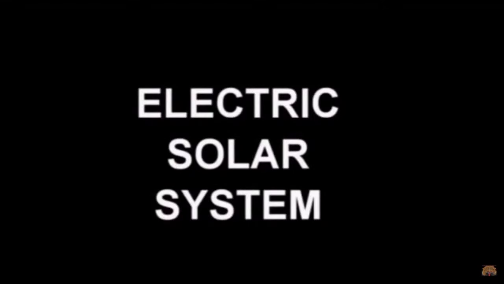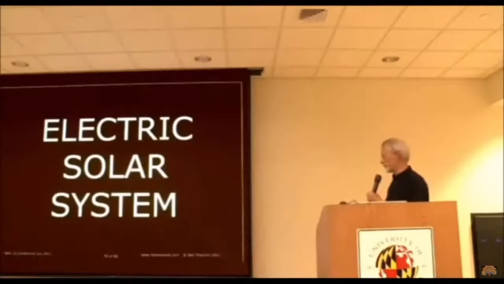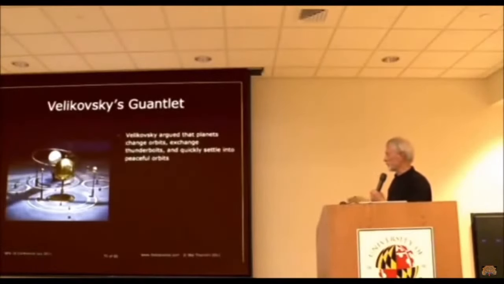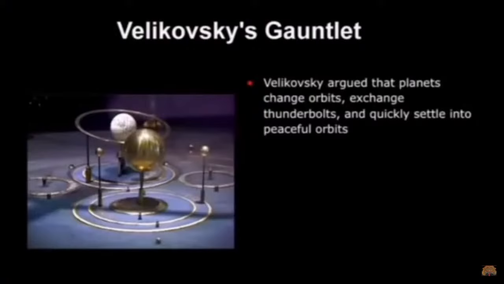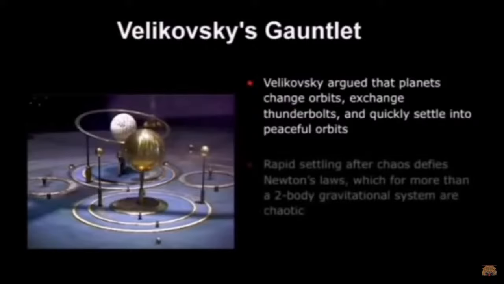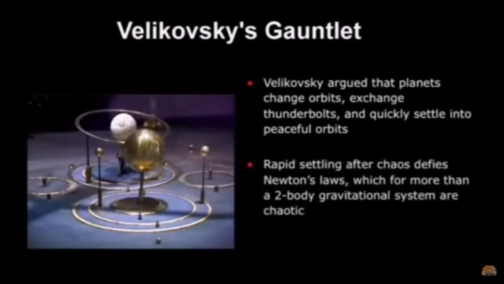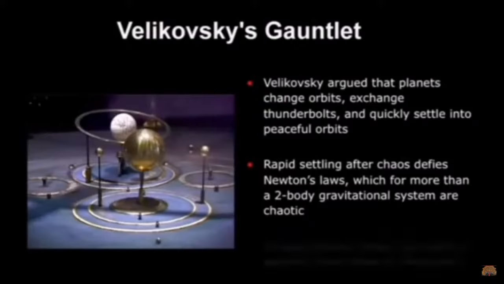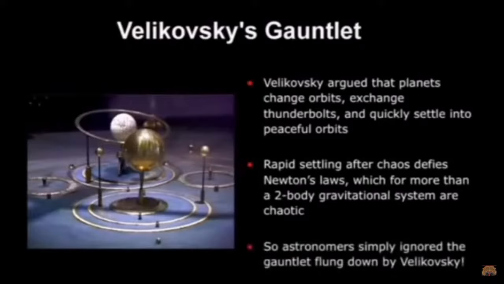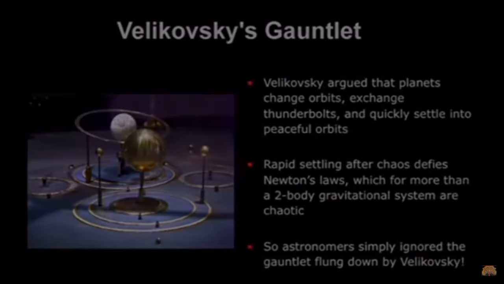I put these few slides on the end because there was discussion about Venus and the transfer of charge, and I think it's important because it returns Velikovsky's gauntlet to him cordially. Velikovsky argued that planets change orbits, exchange thunderbolts, and quickly settle into peaceful orbits. Now, rapid settling after chaos defies Newton's laws, which, of course, was the argument levelled against Velikovsky. But systems of more than two bodies are chaotic anyway, so the astronomers have yet to explain why we have a stable solar system. So astronomers simply ignored the gauntlet flung down by Velikovsky.